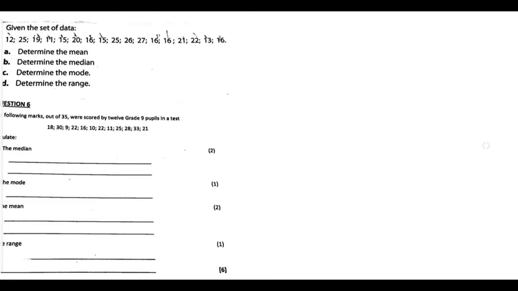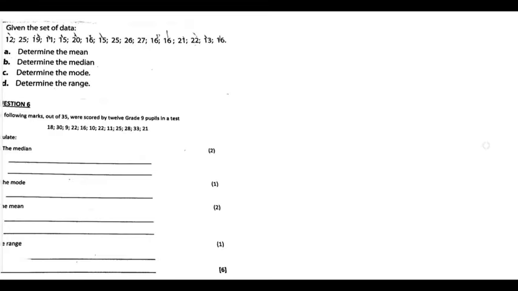I'm going to show you grade 9 statistics. Another name is data handling: mean, median, mode and range, and how to solve them. I'm going to show you how to determine the mean, median, mode and range for odd number values and even number values. So I chose two data sets. The first is odd numbers and the second is even numbers.